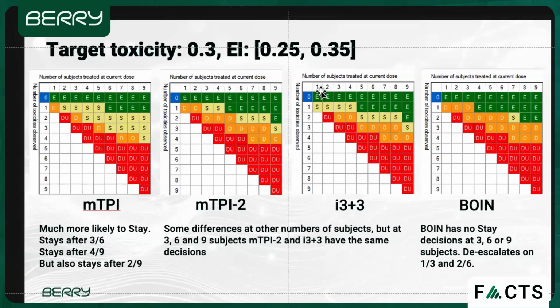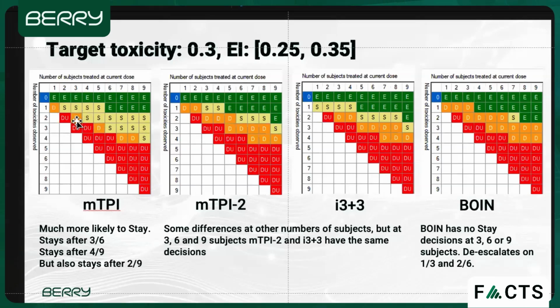You can see there are some slight differences for 1 out of 1. Most of them want to de-escalate, except for the I3+3, which would be happy to stay. Now, in practice, of course, as we're going to simulate a trial with cohort size 3, we're only actually interested in 3 of these columns, with 3, 6, or 9 subjects observed. So for the purpose of this exercise, it's those 3 columns we want to compare.